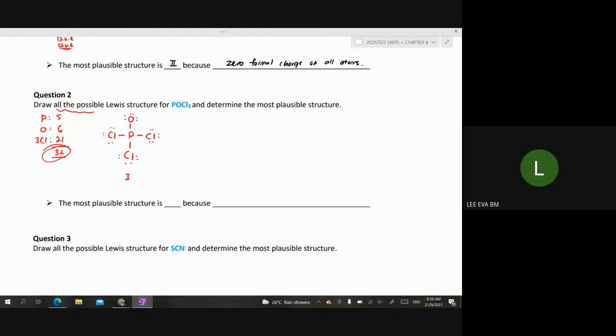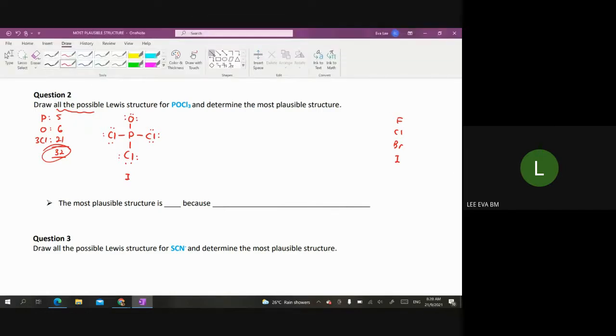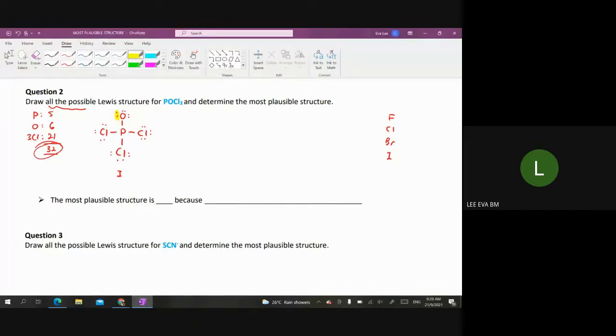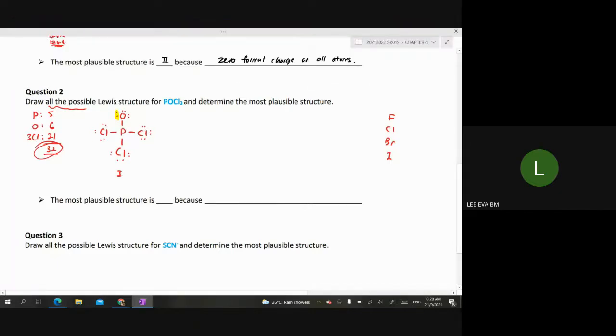Now in this case, Madam wants to inform that for group 17 elements, fluorine, chlorine, bromine, iodine, they can only form a single bond all the time. So there is only one choice that you can do for a double bond, which is using the lone pair on your oxygen. Kita ambil salah satu lone pair daripada oksigen awak untuk buatkan Lewis structure yang kedua.